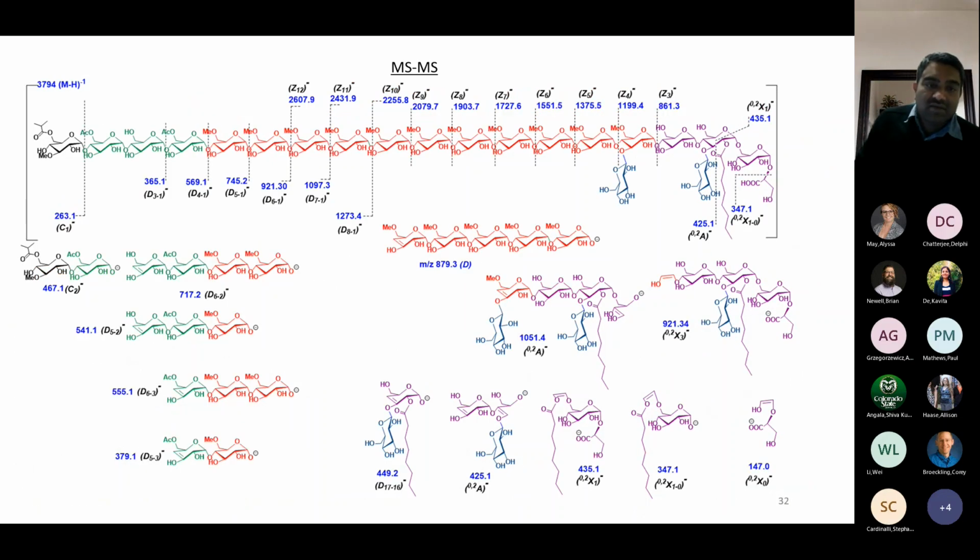Then you go for MSMS fragmentation, and you can look at your fragments and find exactly which sugar is carrying what. All these fragments correspond to this particular place for the octyl, and these acetyl groups and butyryl groups are all on C6 positions.